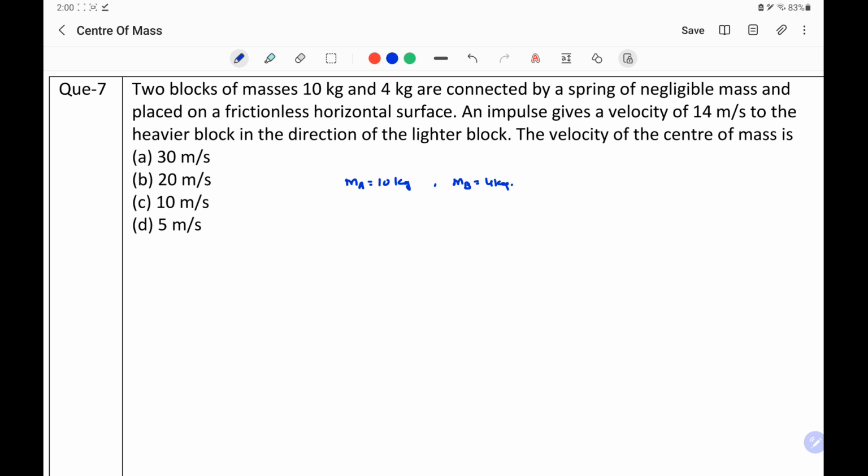Because the spring is massless, it has no contribution towards the velocity of center of mass. Therefore, velocity of center of mass will be equal to mass of A into velocity of A plus mass of B into velocity of B divided by the mass of A and mass of B. This will be equal to 10 into velocity of the body, which is 14 meter per second, so it is 14, plus block B has the mass 4 and it is initially at rest, divided by 10 plus 4. So it will be equal to 140 by 14 and it is equal to 10 meter per second. Hence option C is the correct option.